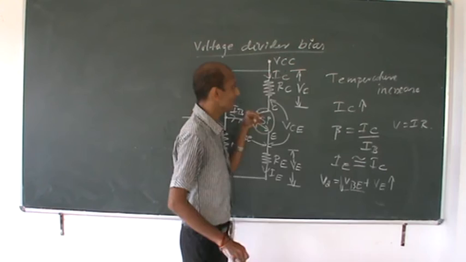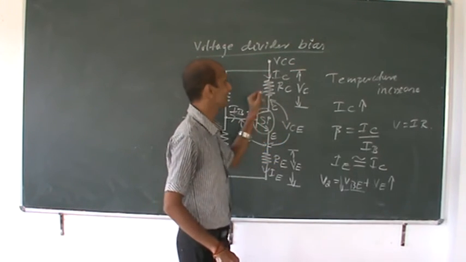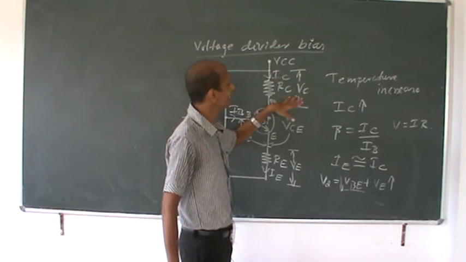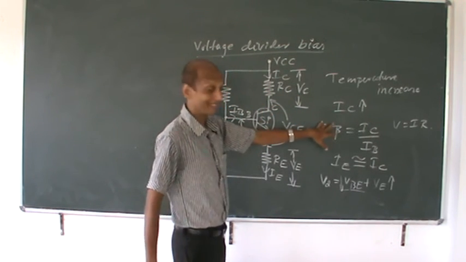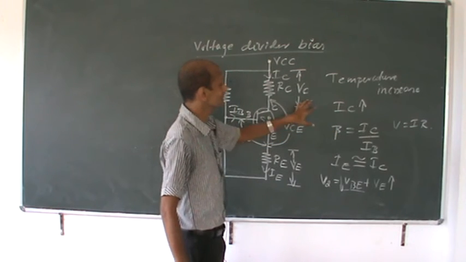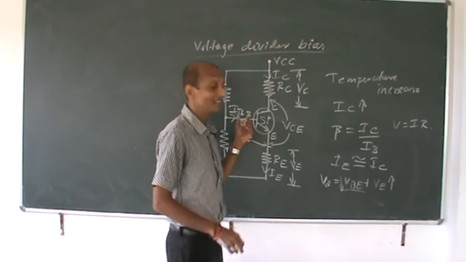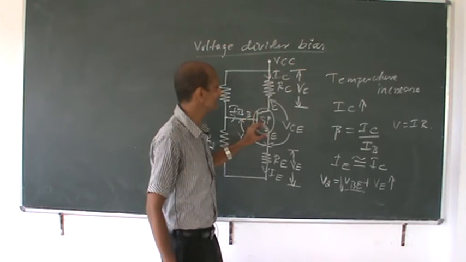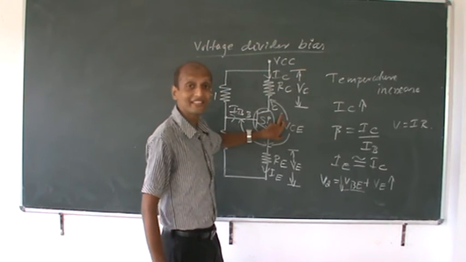Okay, so now we will see that. As we have this temperature increase, IC will increase, the output current will increase. So this increase in your output current IC will do what? As IC increases, what happens here? As IC increases, VCE.